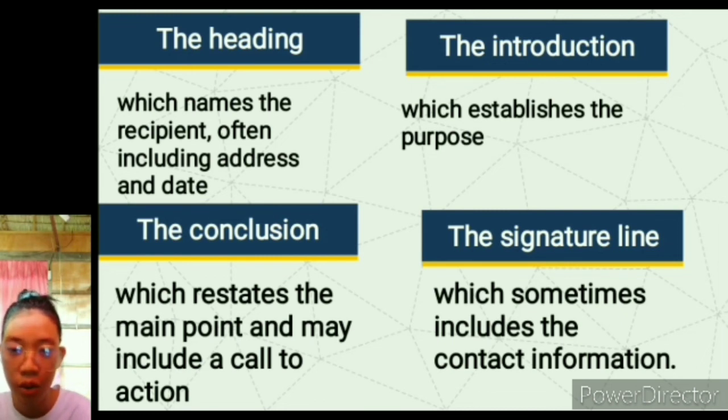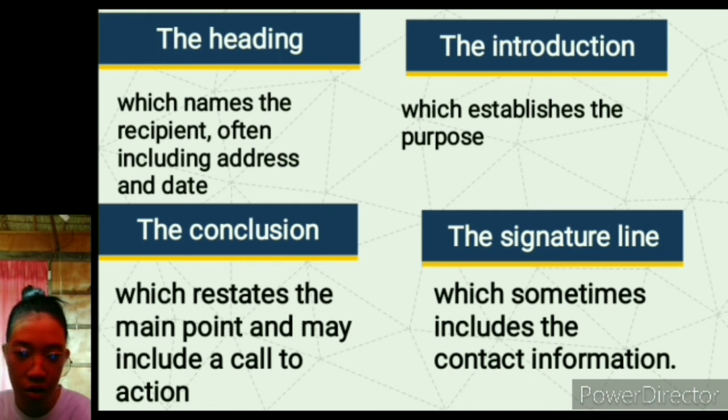In writing the letter report, it should have first the heading, which names the recipient, often including address and date. Second, the introduction, which establishes the purpose. Third, the conclusion, which restates the main point and may include a call to action. Fourth, the signature line, which sometimes includes the contact information.